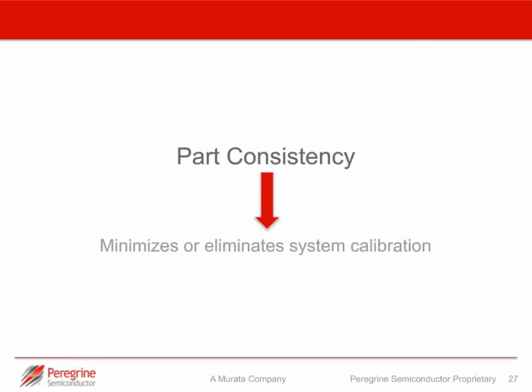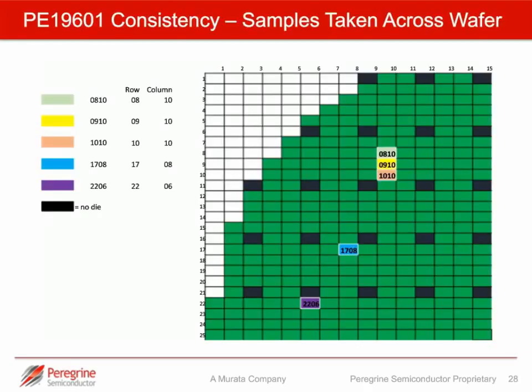We talked about consistency being important in the system, because this enables us to minimize or eliminate calibration. What we have here is a study that Peregrine has completed where we took samples of die across a wafer. You can see highlighted there are 5 locations across the wafer, all numbered depending on their location. If we consider the device in the middle, device 1708, we decided randomly to pick this as our reference device. We measured all of the devices relative to each other, calculated a lookup table based on device 1708, and then applied it to the remaining 4 devices.